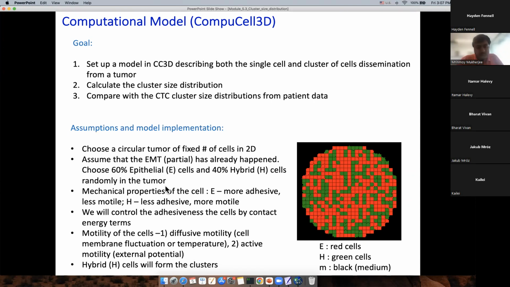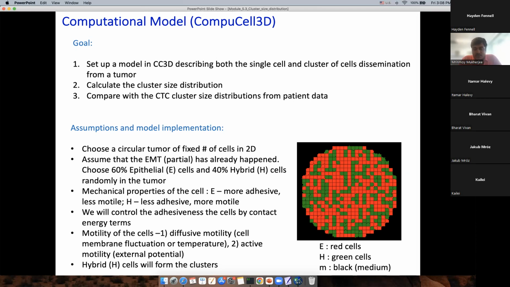First, we choose a circular kind of tumor with a few cells. Here red are the epithelial cells, and we consider the EMT process has already happened. That means some cells are already converted to hybrid cells, the green cells. So we will not consider the EMT here as a dynamic process. That means in our tumor, the number of epithelial and hybrid cells is fixed. So we choose 60% epithelial cells and 40% mesenchymal cells.